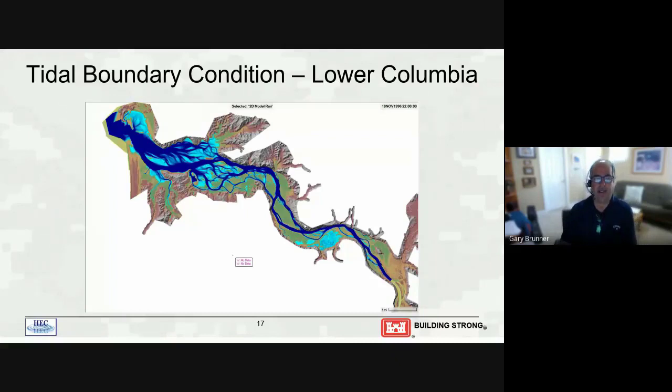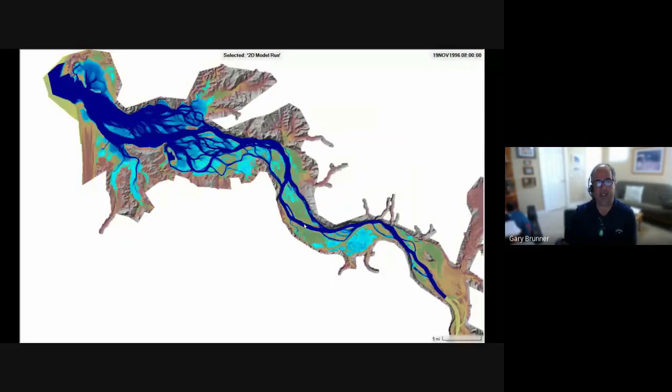Okay, let's talk about a tidal boundary condition now. So here's the Lower Columbia, and just for this experiment, I created a 2D model of the Lower Columbia. I originally had a 1D model of this, but I created a 2D model and I ran it both in diffusion wave and full St. Venant equations. So let's look at an animation first of all.